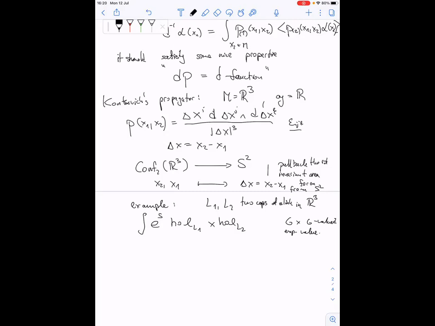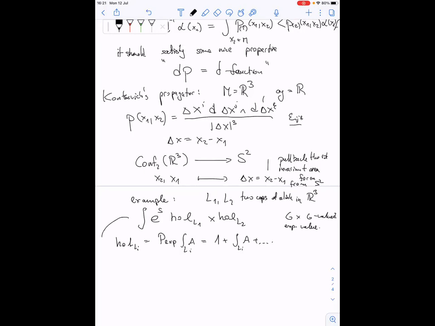First, let's look just at the first order of the holonomy. The holonomy is the path ordered exponential of the integral over Li of the connection one form. The first term will be just 1 plus the integral like this. Okay. So let's now plug this into the integral: 1 plus integral over L1 of A, 1 plus integral over L2 of A. Let's call this point x1. Let's call this point x2.